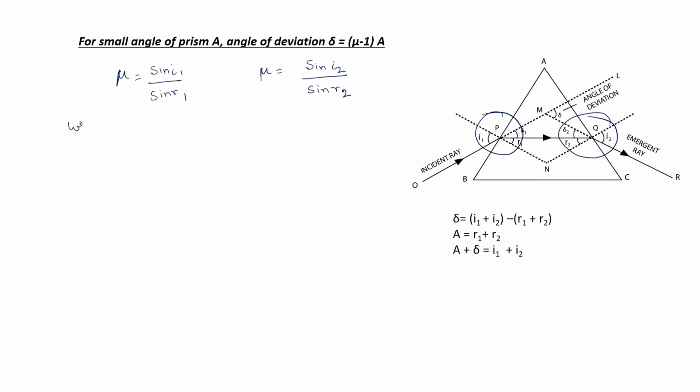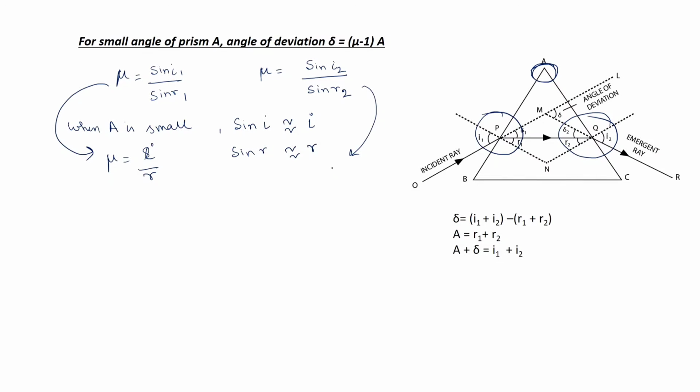When the angle is small, meaning when A is small, what is A? This angle is small, then sine I is approximately equal to I and sine R is approximately equal to R. So this can be written as mu equals I by R, mu equals I1 by R1, and I2 by R2. From here you can write I1 equals mu R1, and I2 equals mu R2.